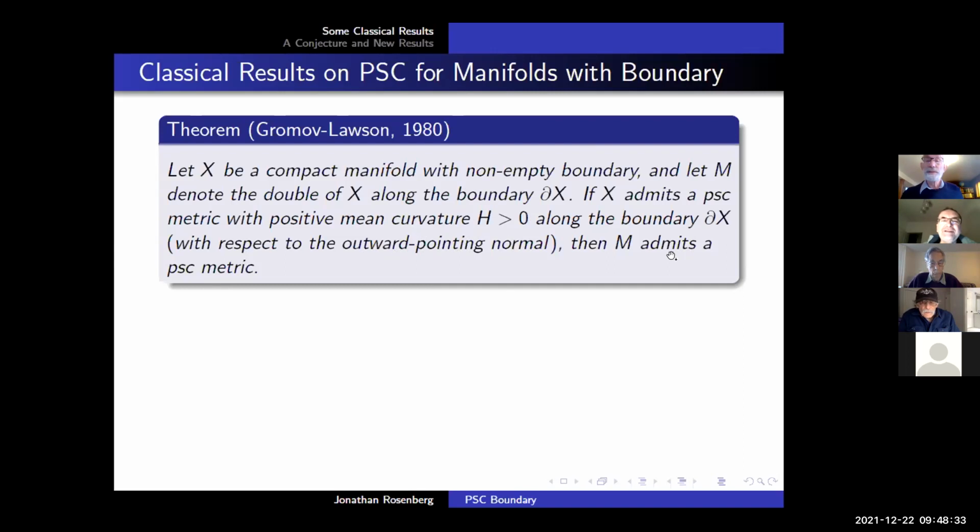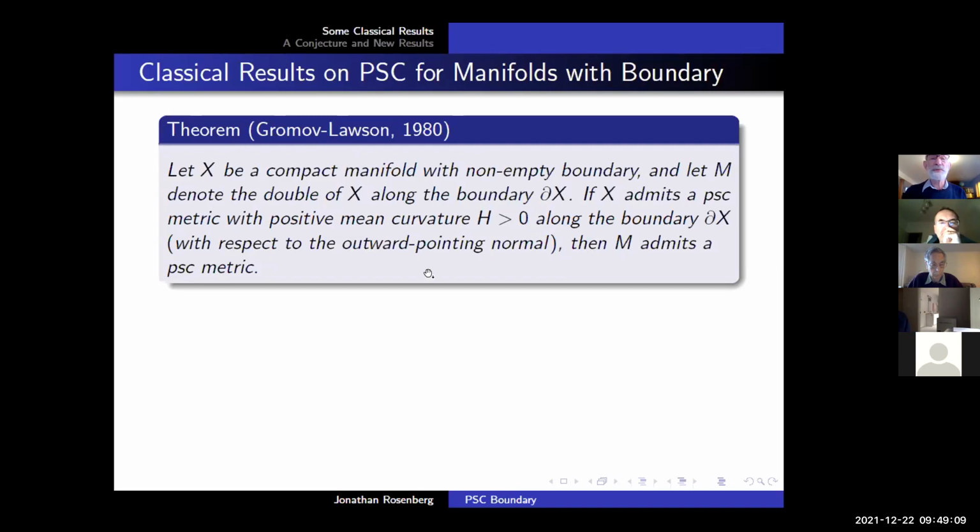Why do you get a torus, not the Klein bottle? There's a convention about how to attach, but you attach X to minus X. If you have the sign conventions correct, you'll get a torus. But in any event, the sign here is very important. If you have positive mean curvature, then the double admits a positive scalar curvature metric.